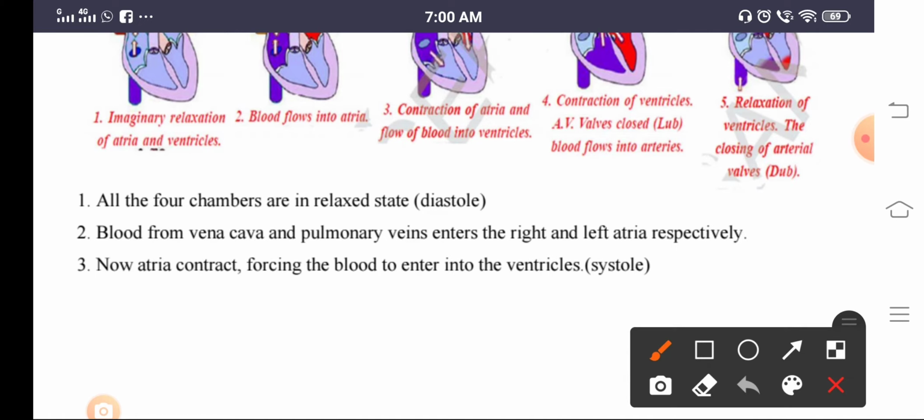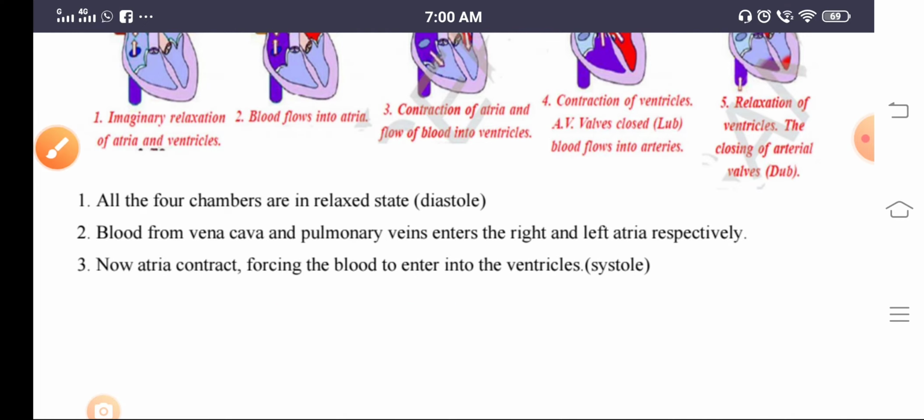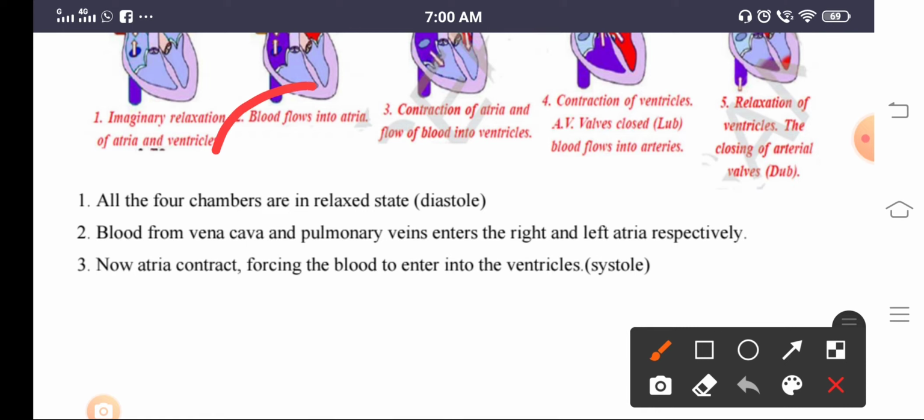Now the third step. The auricles contract, forcing the blood to enter into the ventricles. Now, in the third step, what happens? Now I will explain easily. So already we know that.